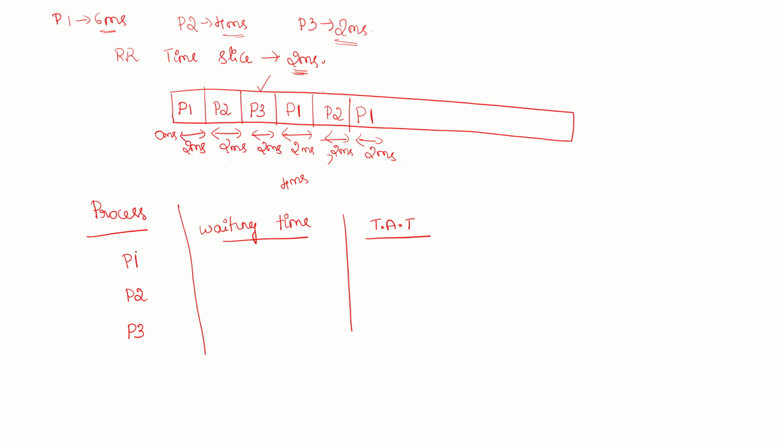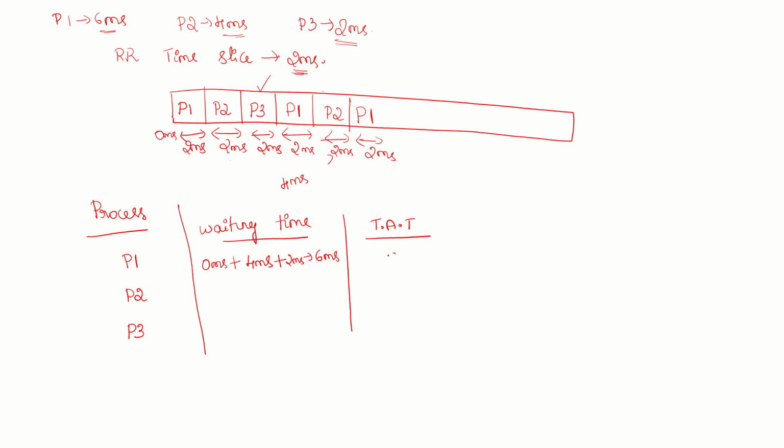Okay, first P1, it waited for 0 milliseconds. I'm writing here by considering this particular execution of P1. Next, it scheduled here P1, isn't it? So we can say that it waited for 2 milliseconds of P2 and 2 milliseconds of P3. So I will write it as 2 plus 2, 4 milliseconds. Next, again it executed here after 2 milliseconds of P2. So I will write 2 milliseconds again. So totally it is 6 milliseconds, isn't it?